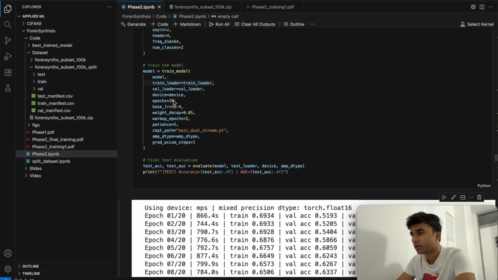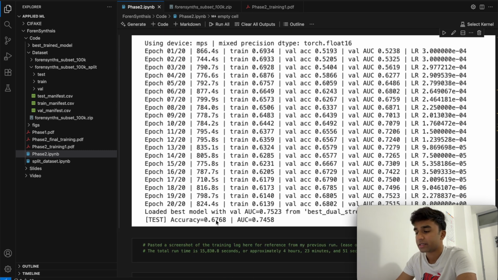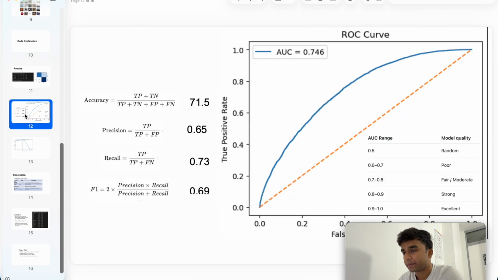Then the model training was carried out over 20 epochs for close to 4 hours, and the model achieved an accuracy of 67%. The classification report says that when the model predicted images to be real, they turned out to be truly real about 70% of the time. It also shows a bias towards fake images, as the confusion matrix says the same.